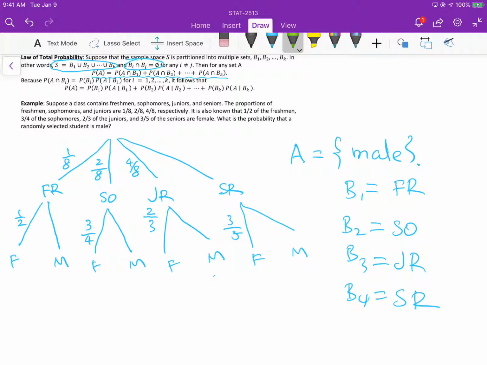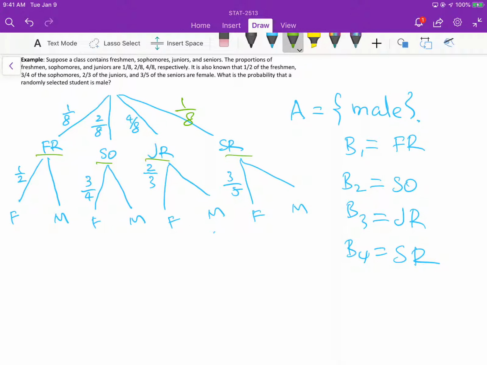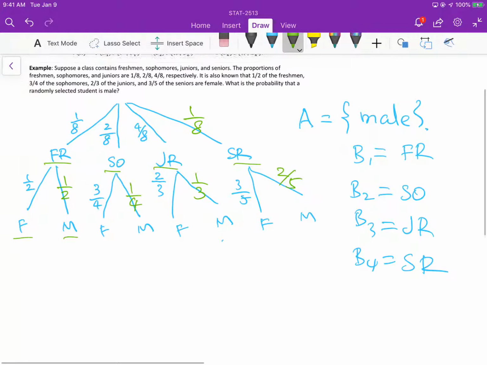We just use the property that the sum of probabilities equals 1. For example, for the first level, it can be a freshman, sophomore, junior, or senior, and the sum of the probabilities will be 1, so this has to be 1 over 8. And if we look here, female or male, the sum will of course be 1, so this has to be half. So this will be 1 over 4, 1 over 3, and 2 over 5.